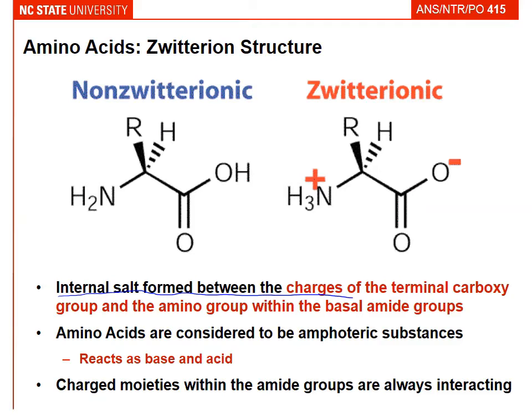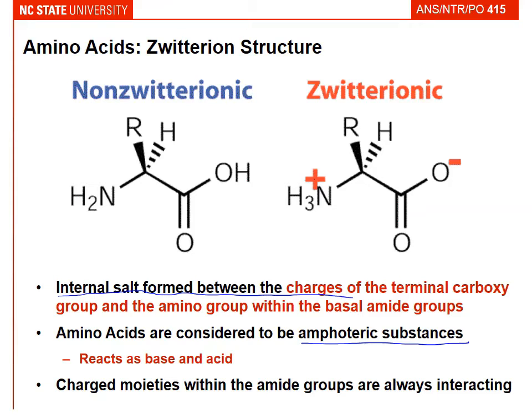Because of this, amino acids are considered to be amphoteric substances, meaning that they can react both as a base and an acid, and that all depends on the pH in which they are occurring. And that's all based off of the charge of the amino group or the carboxy group, not off of the R group.